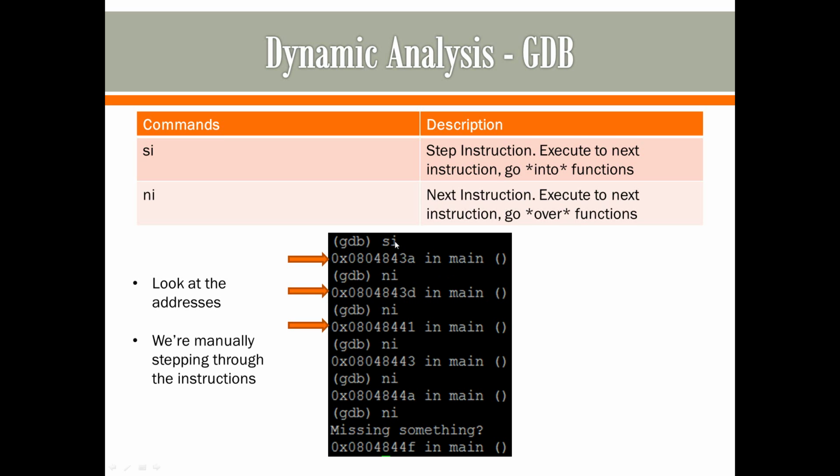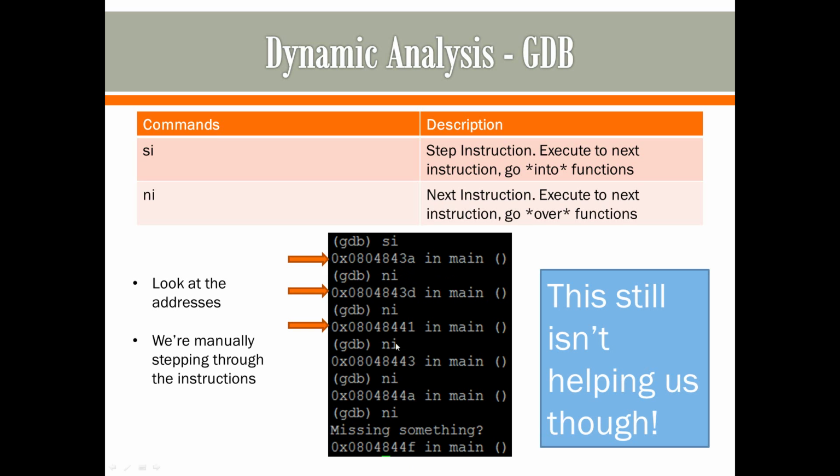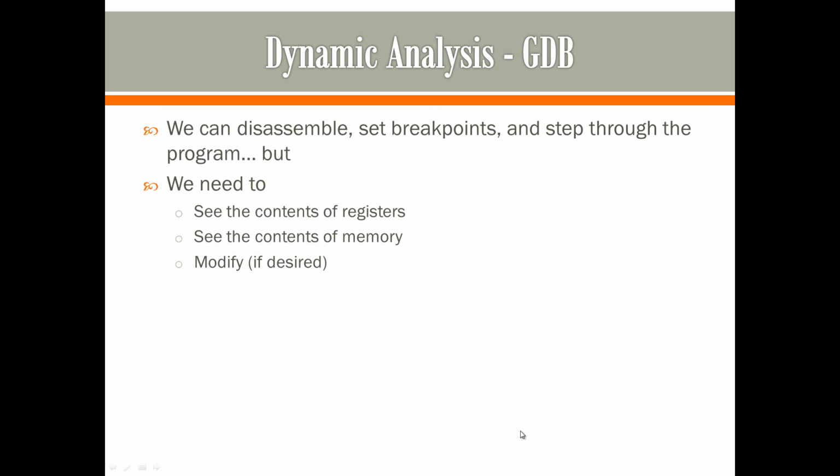And here you can see some SI and NI operations, and the addresses are changing because you're slowly stepping through the program here. But this didn't really help us very much. We can single step through the program, we can step over function calls, but again we just hit the end here and it says missing something. So we need a little bit more information.